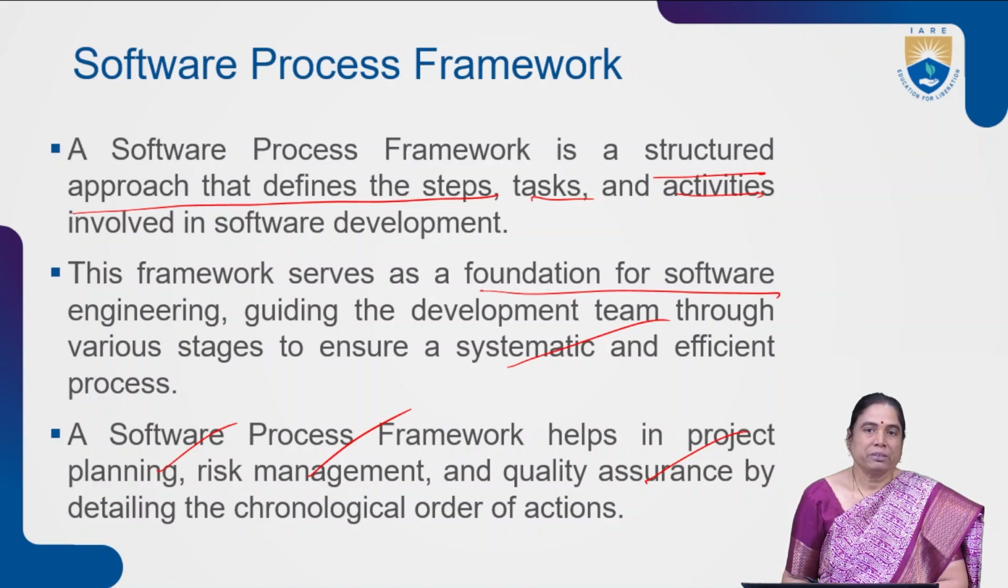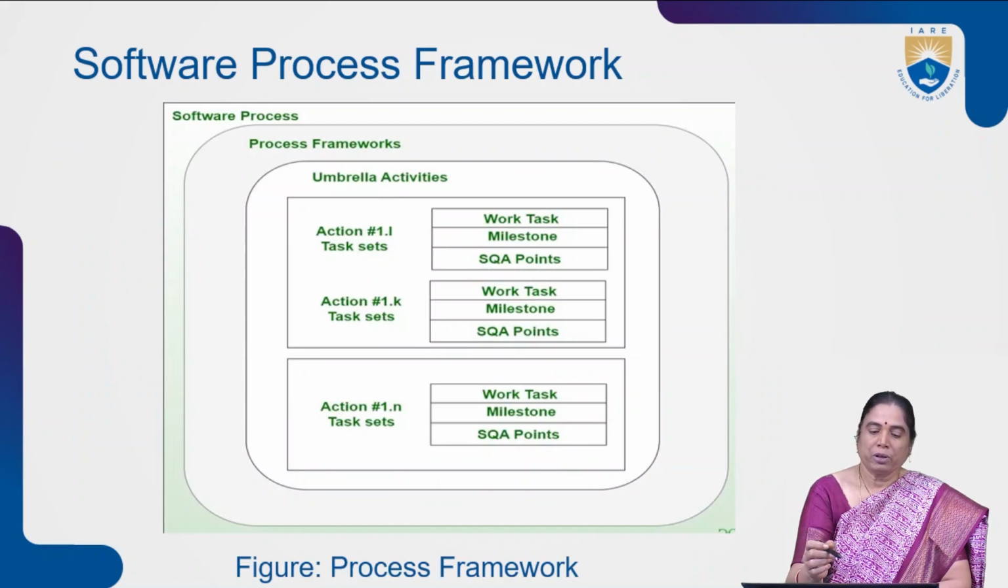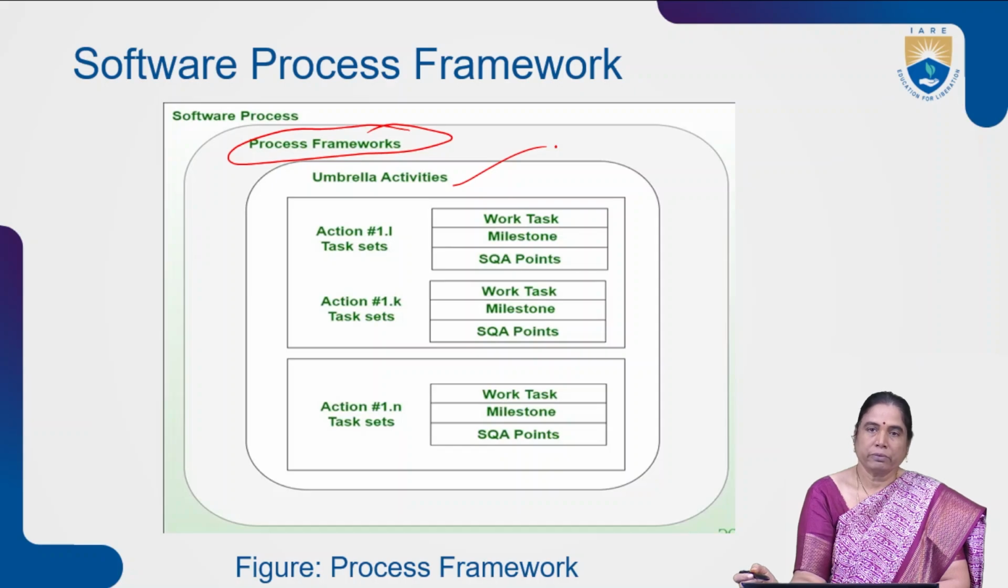So, majorly, two process framework activities are there: major framework activities and umbrella activities. Major framework activities are generally communication, planning, modeling, construction, and deployment. But the umbrella activities are used to assess these major framework activities. So, the process framework can have the five major framework activities and the umbrella activities, which in turn are divided into work tasks, milestones, and escape points for each action or task set.